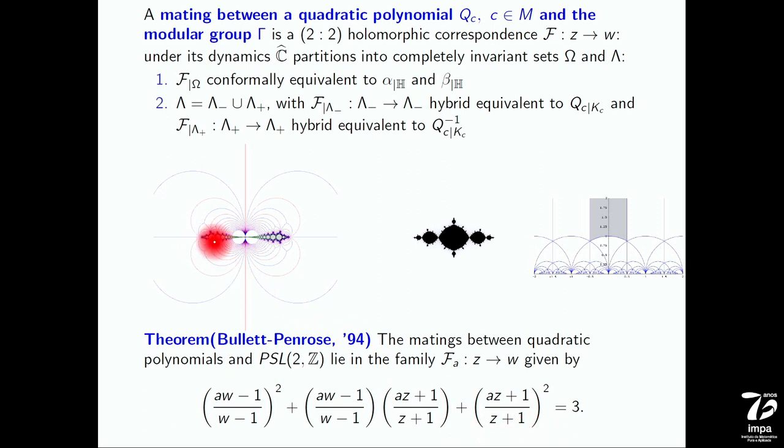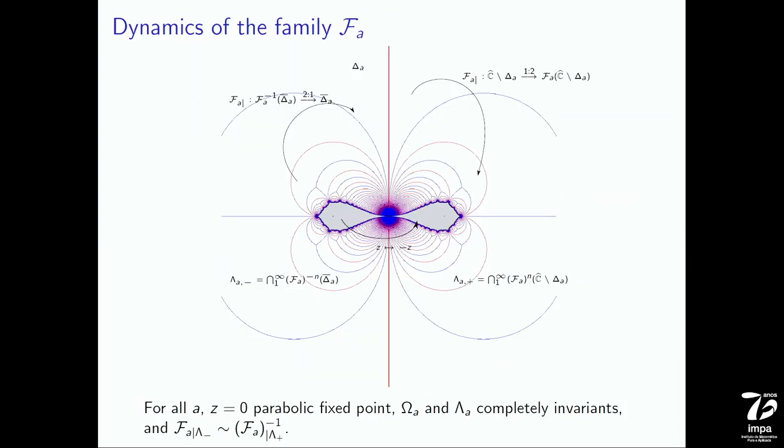This is the limit set of one guy in this family. And outside, we can see that it looks like having the tessellation of the modular group. And inside, we see these two sets, which look like two copies of this filled Julia set. When they did this construction, they didn't manage to prove that this guy is actually a mating, but they managed with another guy in this family. But before, let me tell you a little bit how is the dynamics of this family.